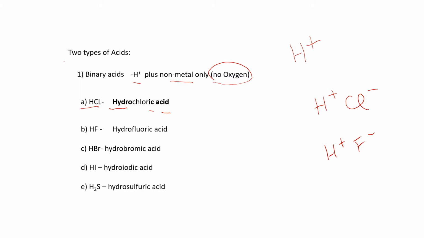Some other ones: hydrobromic, hydroiodic, hydrosulfuric acid. The reason this is H2S is that, remember, hydrogen is positive 1, sulfide is negative 2, so we just reverse the 2 and the 1. So again, these are binary acids. The ones we use the most in the lab are hydrochloric. Hydrofluoric, not so much because that's a very dangerous acid, but hydrochloric acid you see in the lab all the time. The second type we're going to look at are oxyacids.